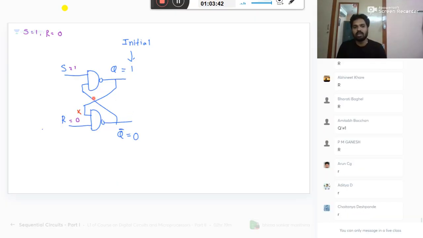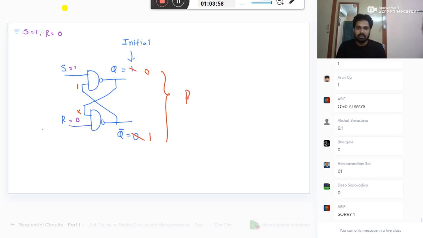Yes, R is having disable input, sir. So the other input can be anything here, that is, the previous value can be anything. 0 into anything is 0, whole bar will be 1. This 1 will come here. Because it is an inverter, 1 inversion will be 0. We call this as reset.